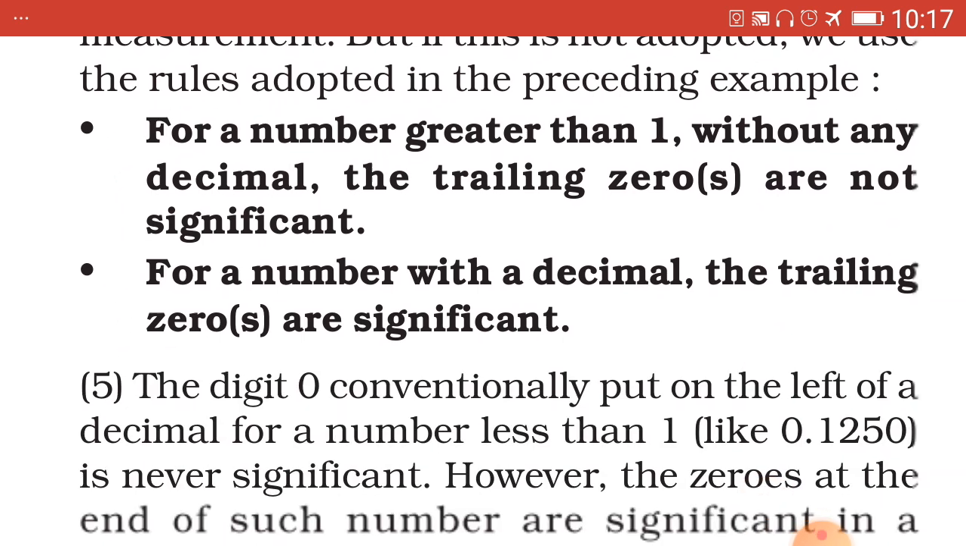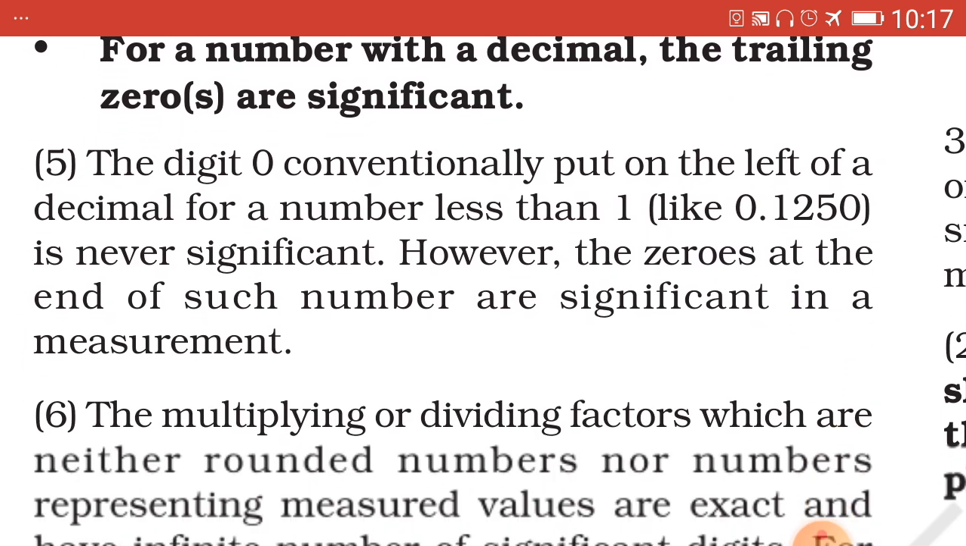Now, all these rules we have seen in the case of the examples previously.